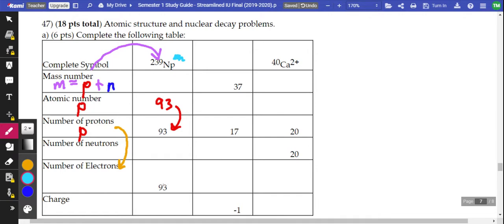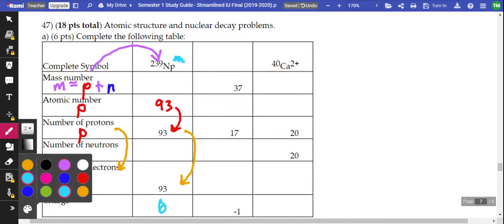So by saying that we have 93 electrons here to match the 93 protons shows that it's electrically neutral. All our positive charge is canceled with negative charge. Okay, therefore our charge in this case is 0. Nada, nothing. Not positive, not negative overall on this atom.